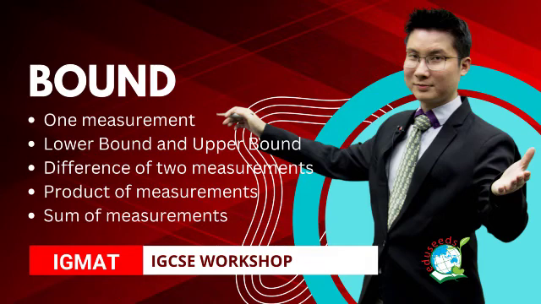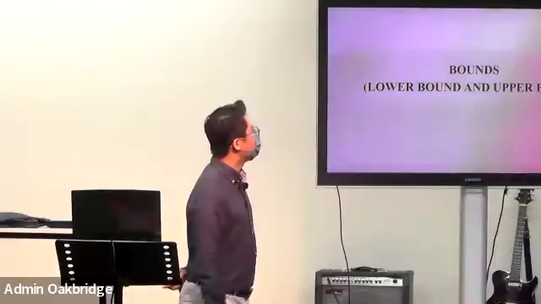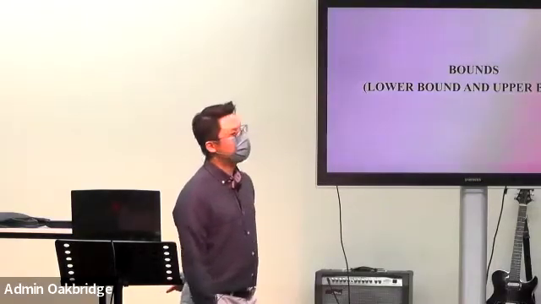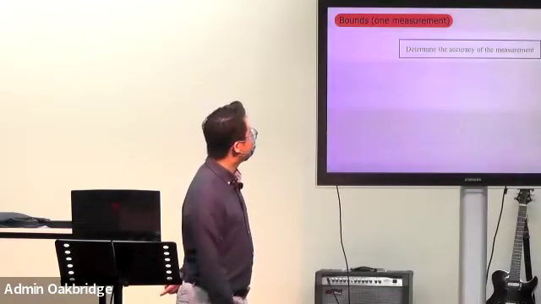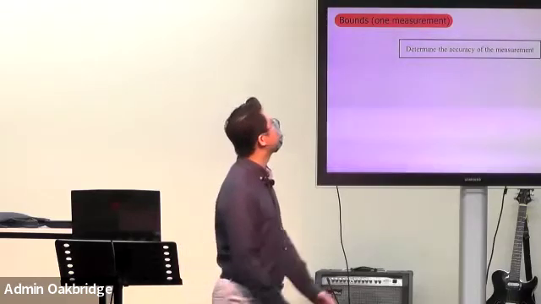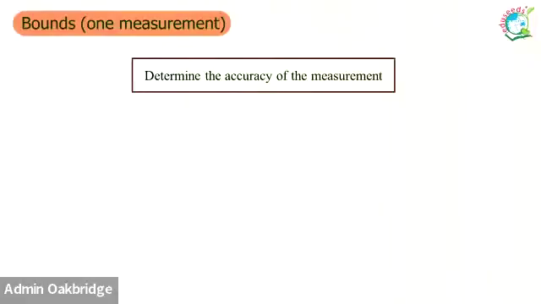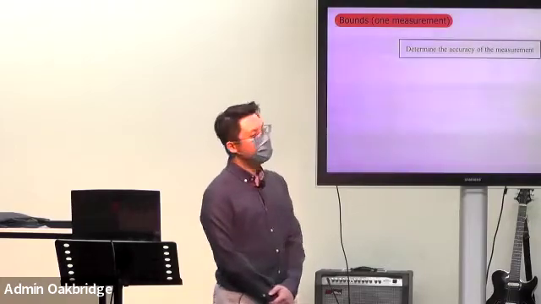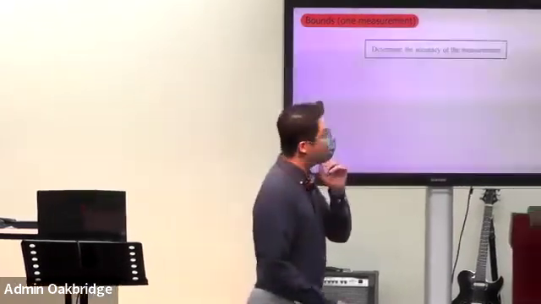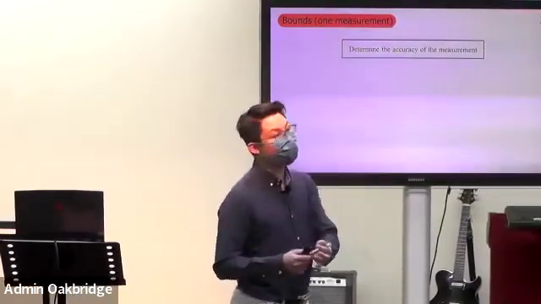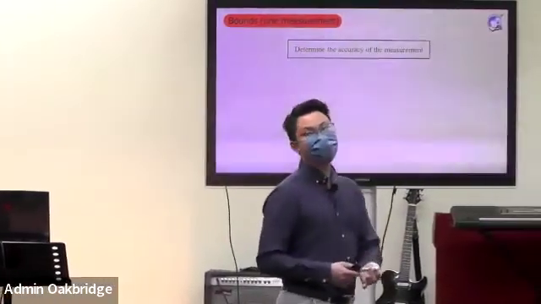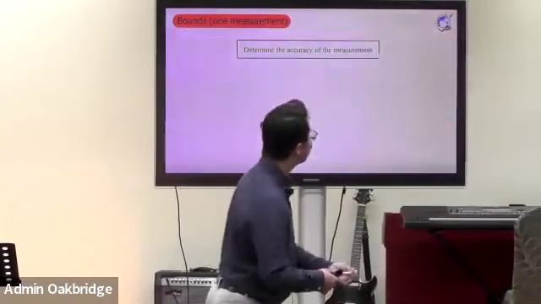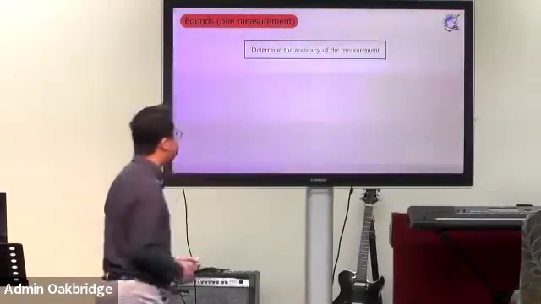So I'll try to cover 2 or 3 topics today. Okay, the first one will be the bounds. As you all know, it's about lower bound and upper bound. All right, let's do this one. I make different types of the bounds. Okay, this is one of them. This is about 1 measurement. Later you'll see 2 measurements, which involve the operation of addition, subtraction, division, and multiplication. So let's look at this one measurement first.